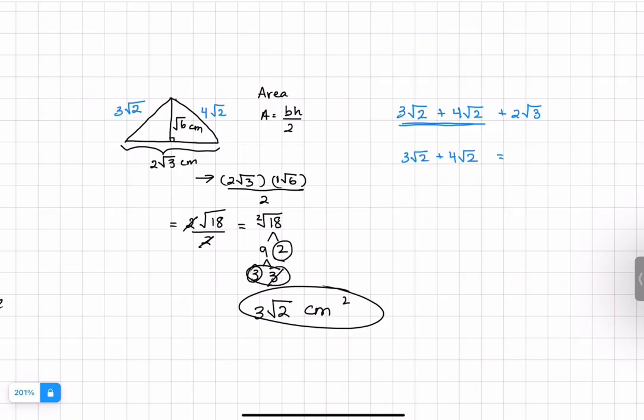Remember, while adding radicals, we don't add what's inside the radicals, but we add what's outside. So 3 plus 4 is 7. Now that we have this, we can add it with that: 7 root 2 plus 2 root 3. We can't add this, so this would be our final answer: 7 root 2 plus 2 root 3 units. It wouldn't be units squared because it's not area.